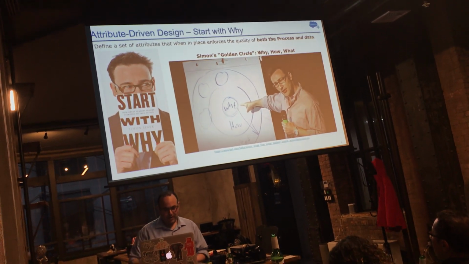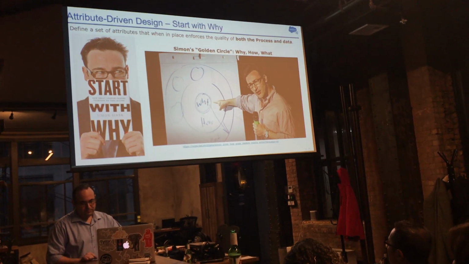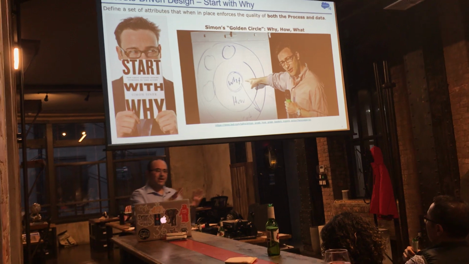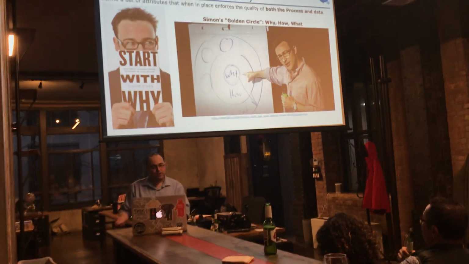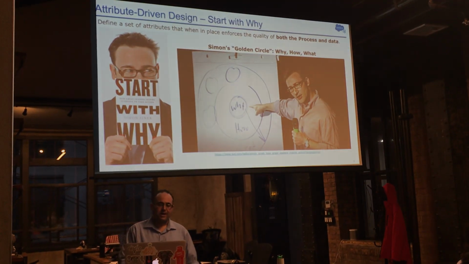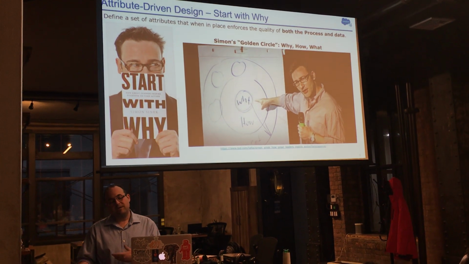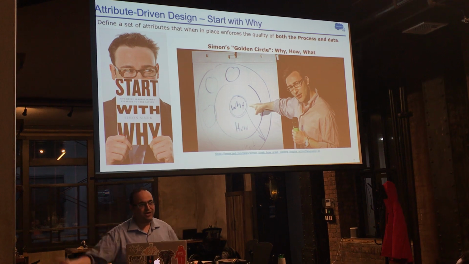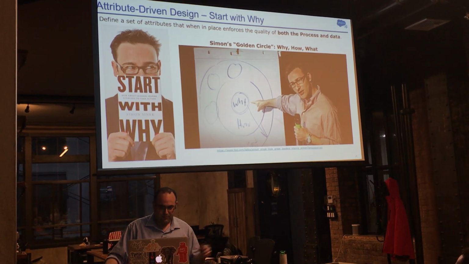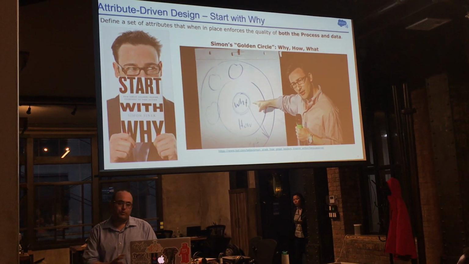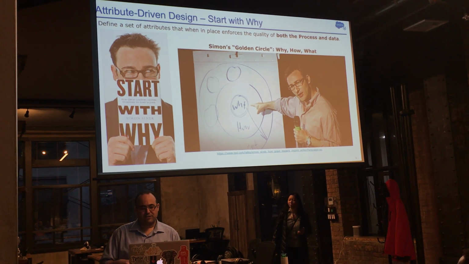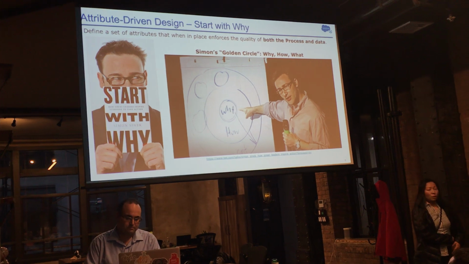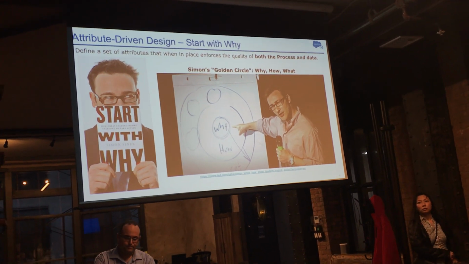So his book, Start With Why, essentially says you want to start with your goal, and then take your goal and figure out how you're going to do it so that you accomplish your goal, as opposed to saying, what do I need to do? I need to migrate my data. Then I go to how I'm going to do it, and completely forget about why I'm doing it. That's the client's problem, right? So we're going to start with a set of goals, and that's how we're going to define our attributes going into our attribute-driven design.